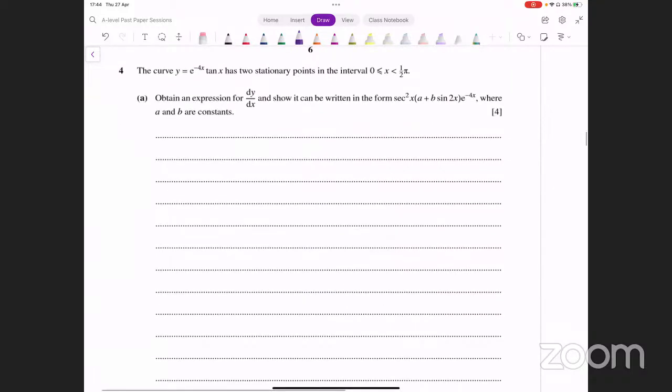Question number 4. Okay, so now we have this curve y equals e raised to power minus 4x into tan x. It has two stationary points in the interval 0 to pi over 2.